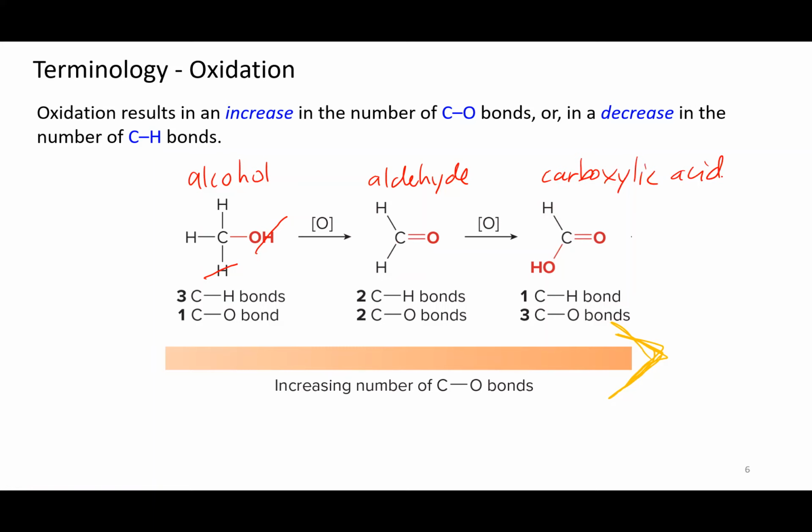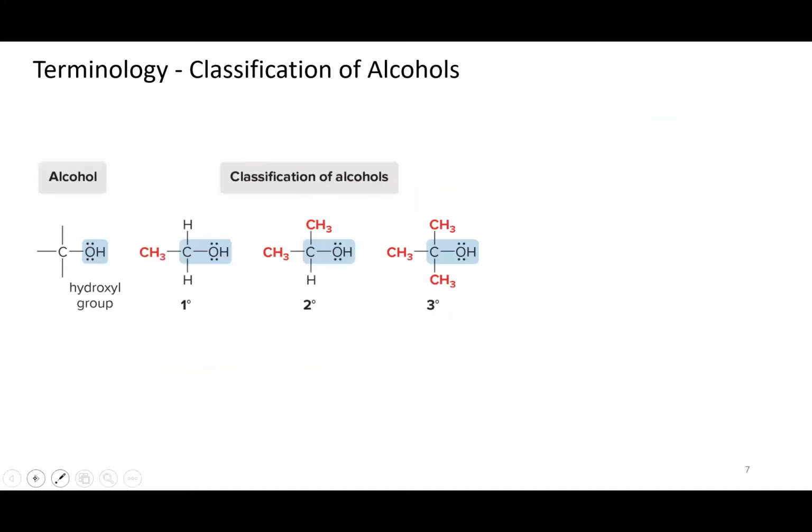So it turns out that alcohols can be oxidized into aldehydes and then further oxidized into carboxylic acids. But this is going to depend on the availability of hydrogens in your starting alcohol. So we have to be able to understand what our starting alcohol is before we can carry out those reactions. So let's talk about how we classify alcohols. Alcohols can be classified as primary, secondary, or tertiary.